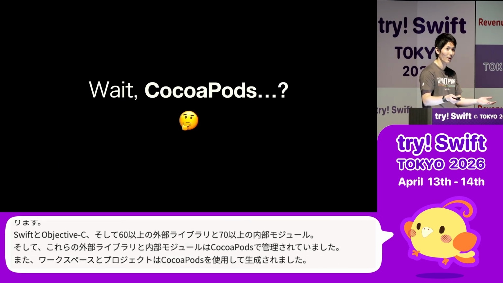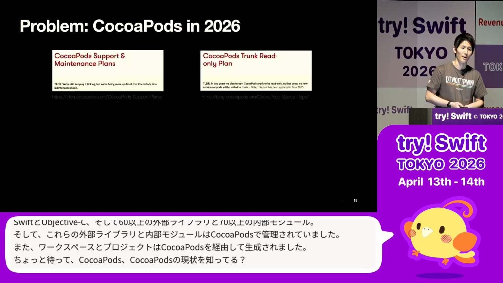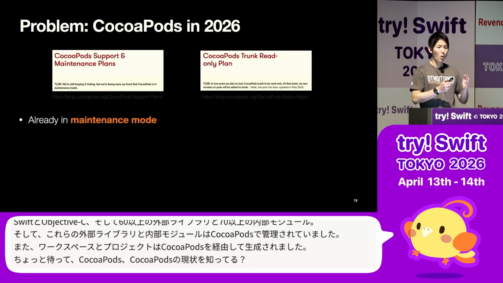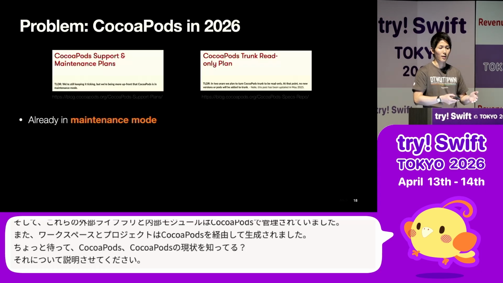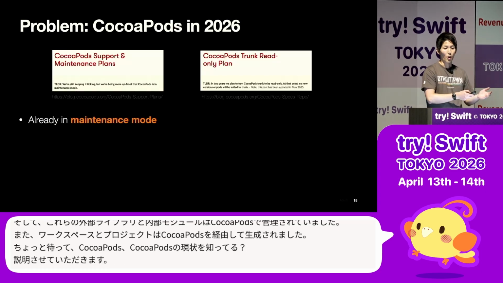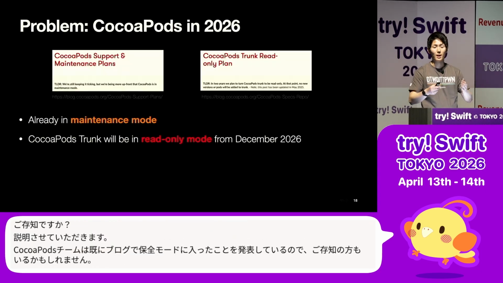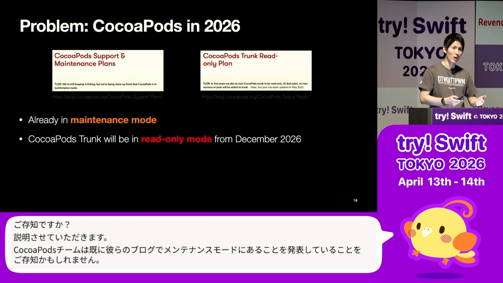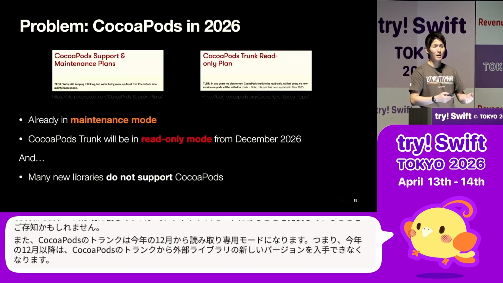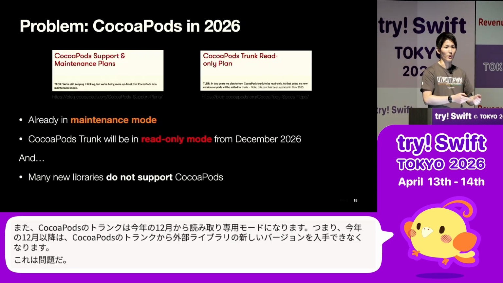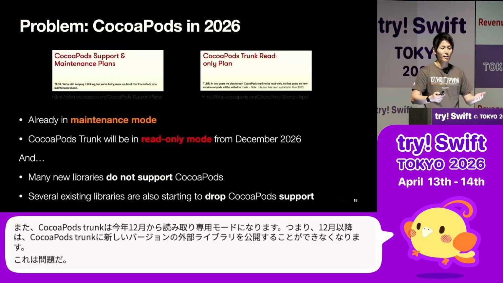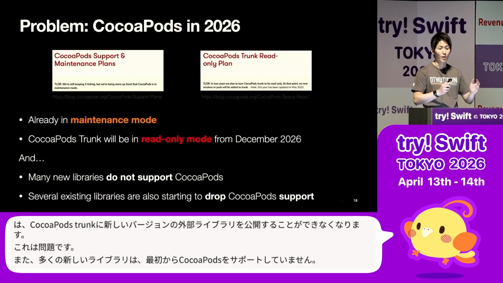Wait, CocoaPods. Do you know the current situation of the CocoaPods? Let me explain about that. As you may know, the CocoaPods team already announced they're in the maintenance mode in their blog. Also, the CocoaPods trunk will be read-only mode from this year's December. It means from this December, we cannot get any new version of the external libraries from the CocoaPods trunk. This is a problem. And many new libraries also do not support CocoaPods from the beginning. And several existing libraries are also starting to drop the CocoaPods support.